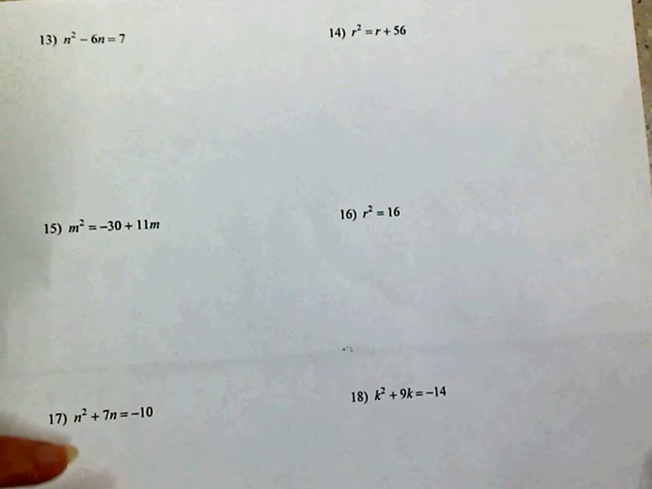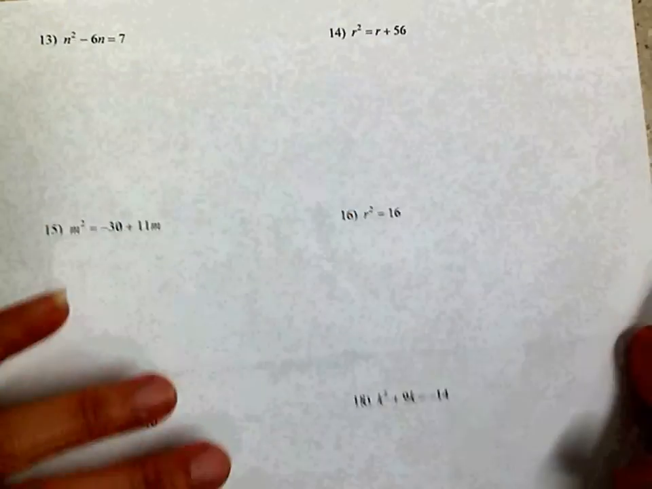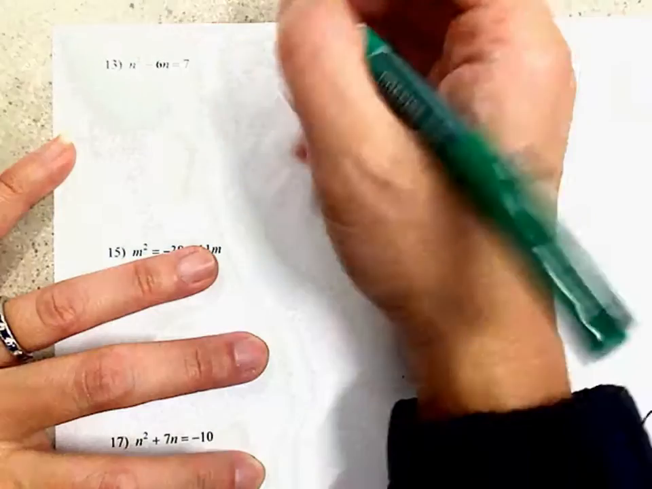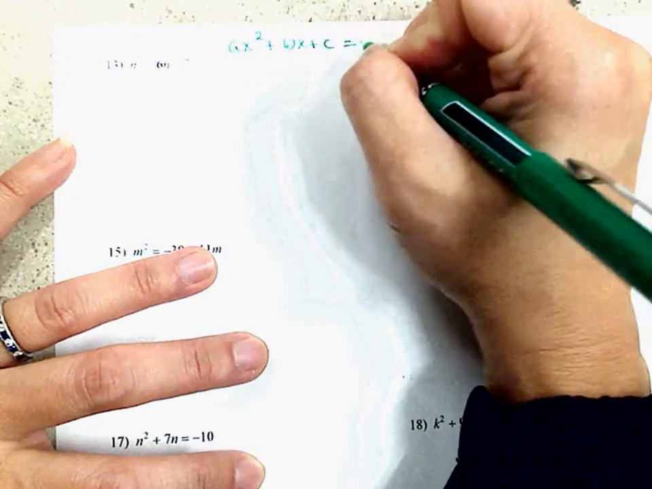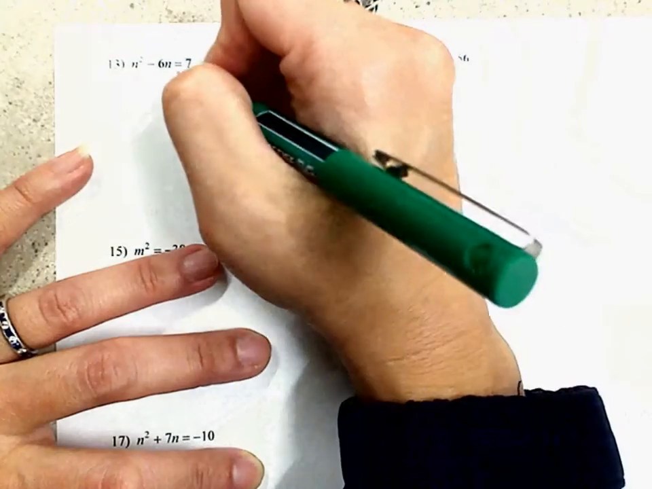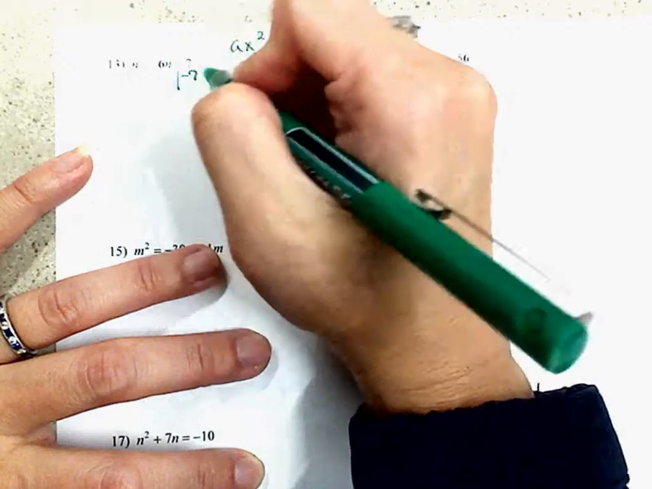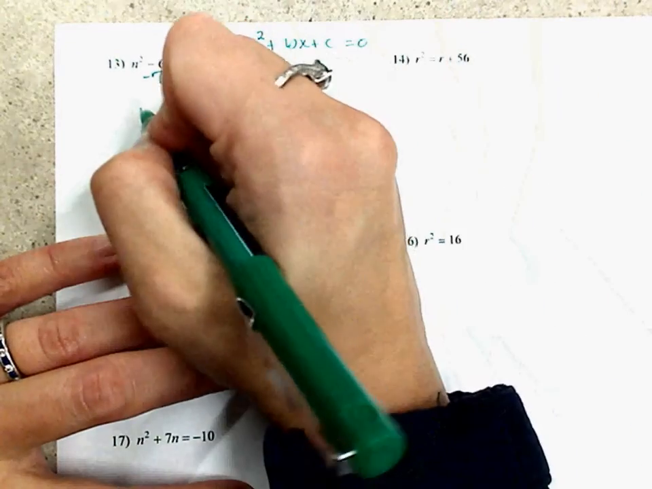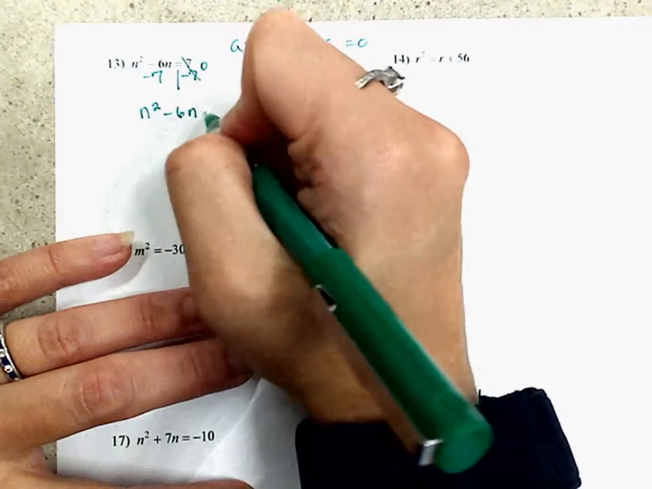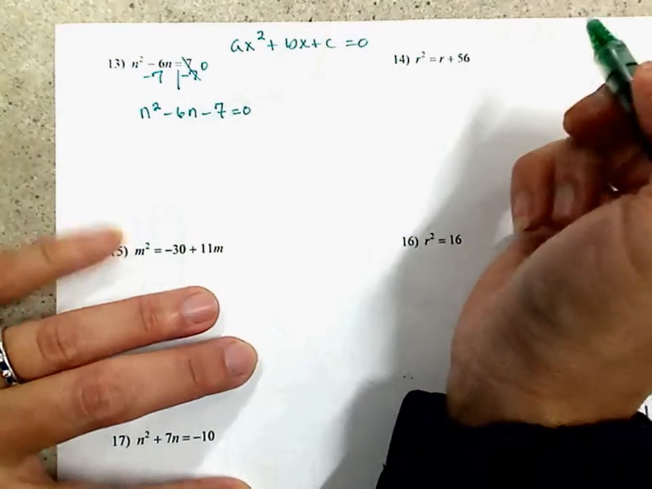All right, continuation with your topic 6. This is number 13 through 20. We are solving by factoring. Remember to put this in the order of ax squared plus bx plus c equal to 0. Okay? So here I'm going to move everything over, so I have minus 7, minus 7. Cancels out to give you 0. So now I have n squared minus 6n minus 7 is equal to 0.